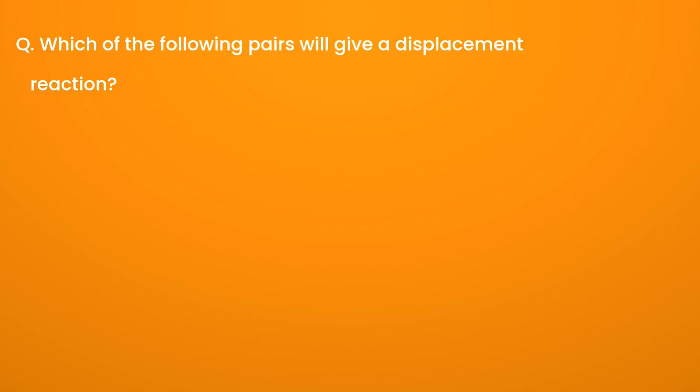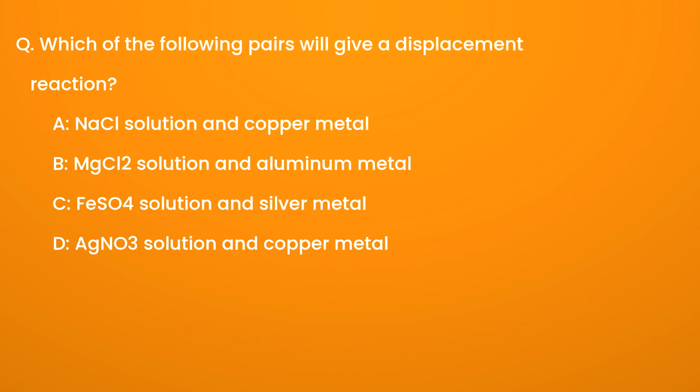Question: which of the following pairs will give a displacement reaction? Option A, NaCl solution and copper metal. Option B, MgCl2 solution and aluminum metal. Option C, FeSO4 solution and silver metal. Option D, AgNO3 solution and copper metal. You have 5 seconds to answer the question.